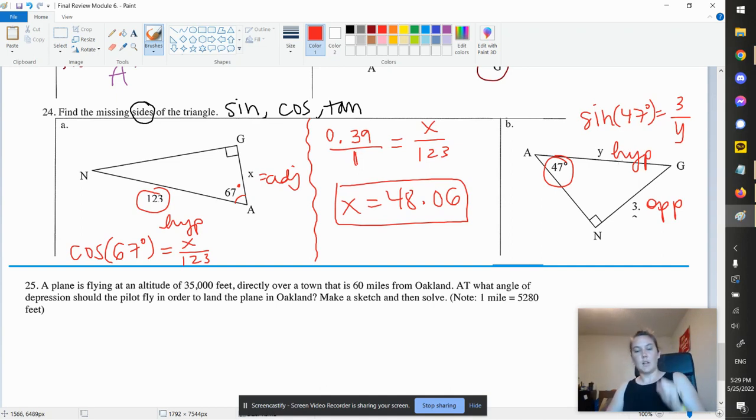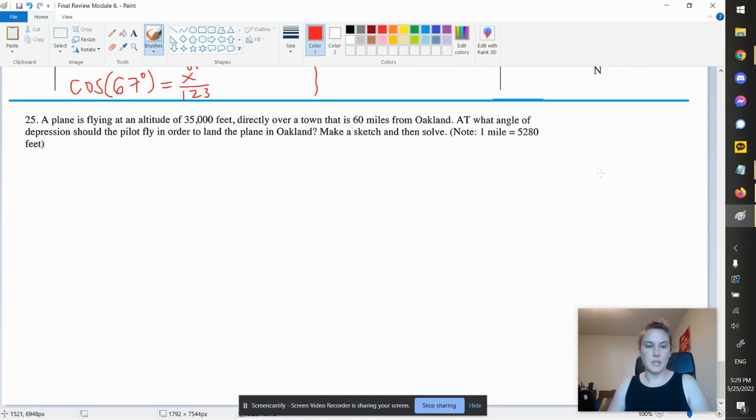Right, almost done. One more type of question, the word problems. I do think that you have to draw the picture for these. Maybe we have the pictures in the final. We'll practice drawing a picture anyways. A plane is flying at an altitude of 3,500 feet directly over a town that is 60 miles from Oakland. At which angle of depression should the pilot fly in order to land the plane in Oakland? Make a sketch and then solve.